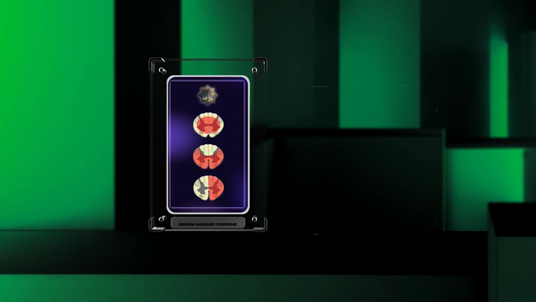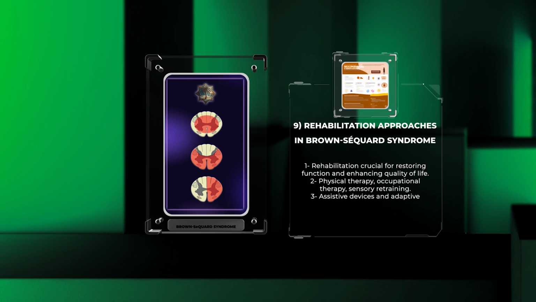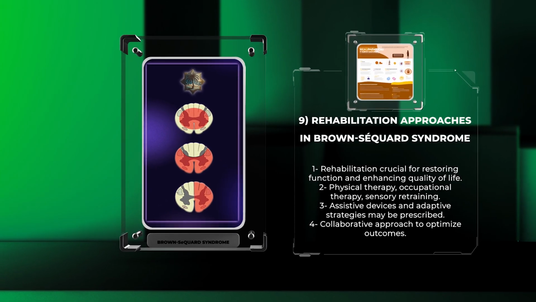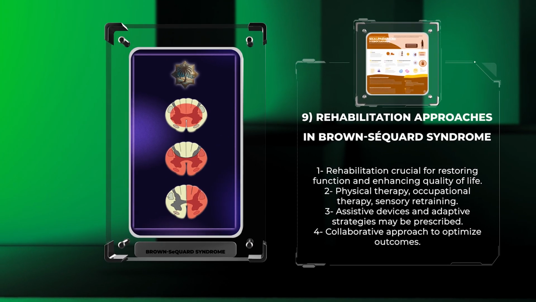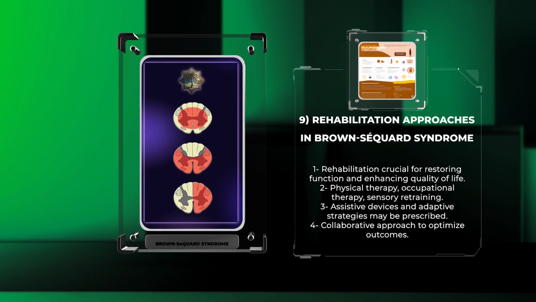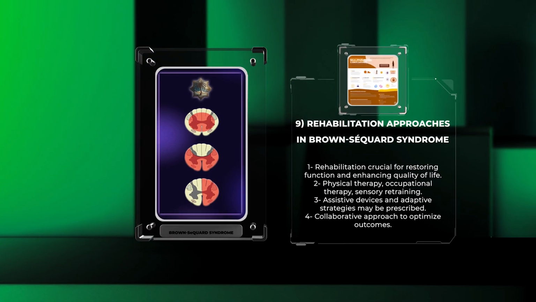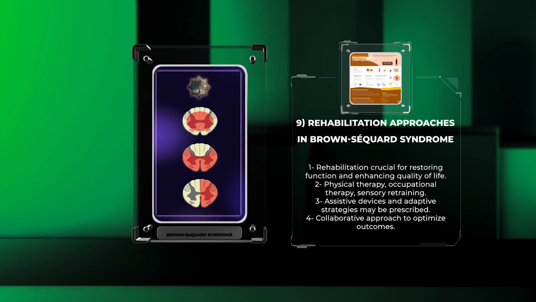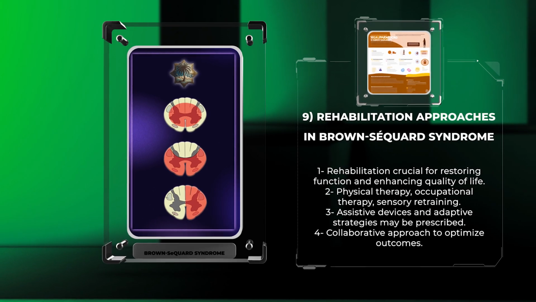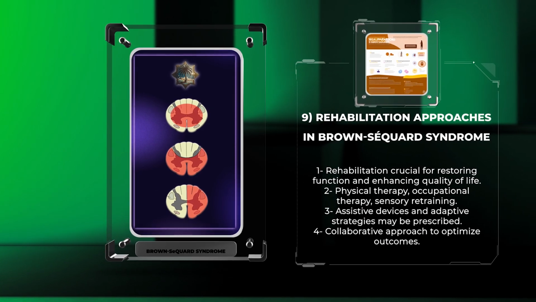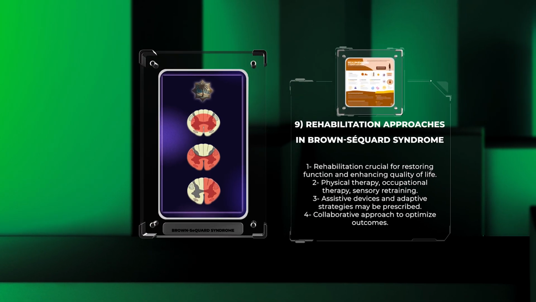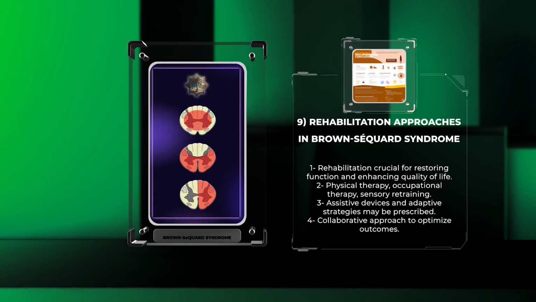Once the acute phase has been addressed, rehabilitation plays a vital role in restoring function and enhancing the quality of life for individuals with Brown-Séquard syndrome. Rehabilitation approaches include physical therapy to improve strength, range of motion, and mobility, occupational therapy to assist with activities of daily living, and sensory retraining to enhance sensory perception and proprioception. In addition, assistive devices, such as braces, wheelchairs, or orthotics, may be prescribed to support individuals with deficits in motor function.